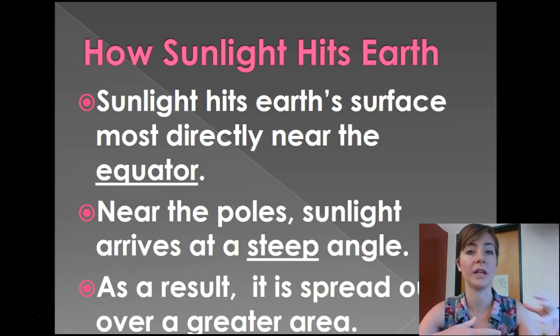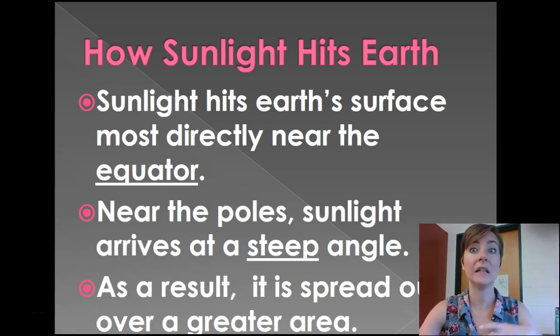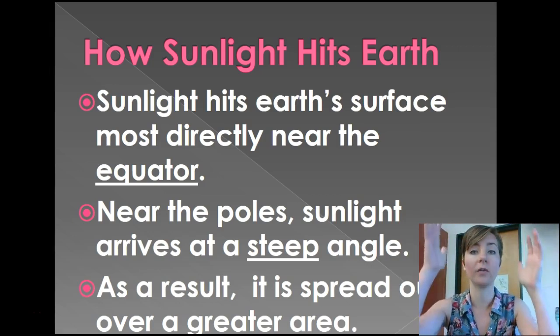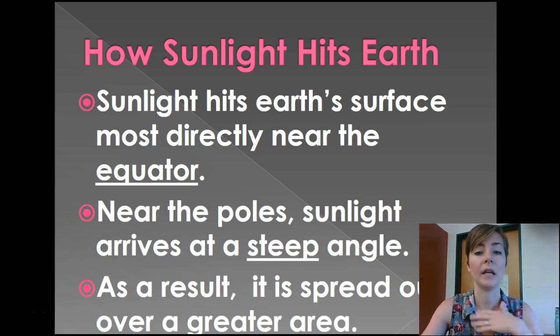So for example, if you're standing outside and it's noon in June and the sun is really, really high overhead, the sun feels a lot hotter than it would at sunset or at sunrise when the angle of the sun is really, really low. So if you think about it, when the sun is directly overhead, it's much hotter and more direct than it is when it's at a steeper angle, like at sunrise or sunset.